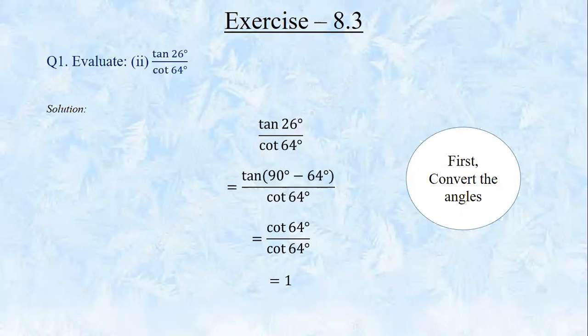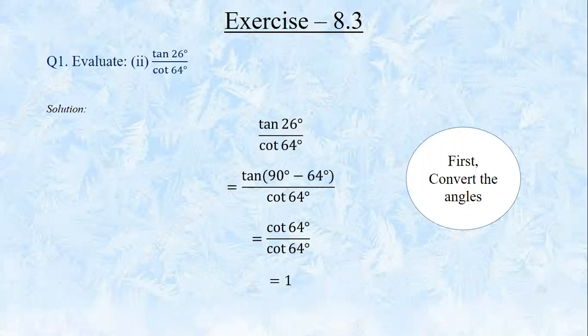Now, moving on to exercise 8.3. First question, we need to evaluate tan 26 degrees divided by cot 64 degrees. Now, we know that tan and cot are reciprocals of each other. So, first, we convert the angles in these kinds of questions, that is, any one trigonometric ratio. In this question, we are considering the numerator.